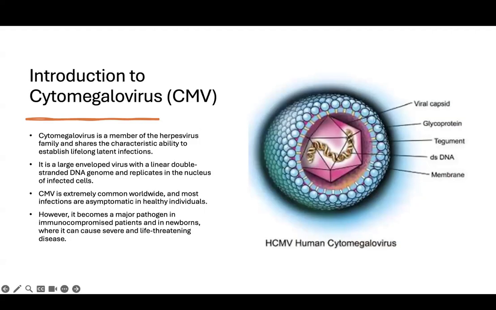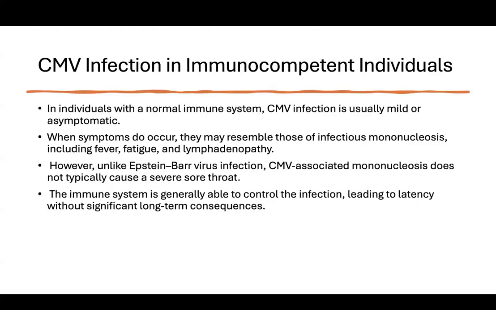Now going into cytomegaloviruses. Cytomegalovirus, as we know, is a beta herpesvirus. It replicates everywhere. It has a very similar structure, a linear double-stranded DNA genome, and replicates in the nucleus. It's extremely common. CMV is found in 70 to 80% of individuals. Usually it's harmless, unless you're immunocompromised or you're a newborn.